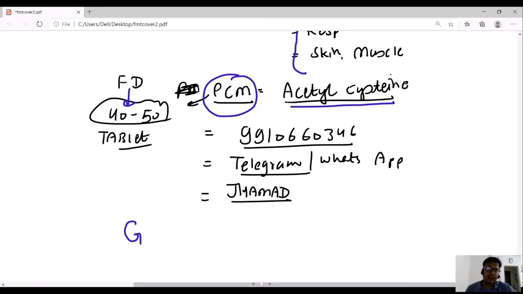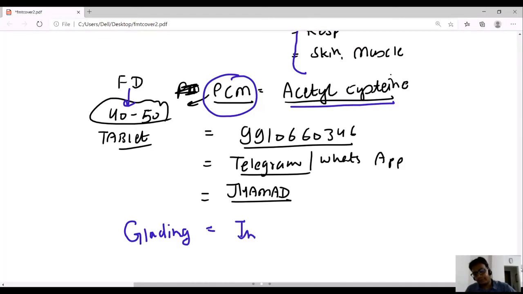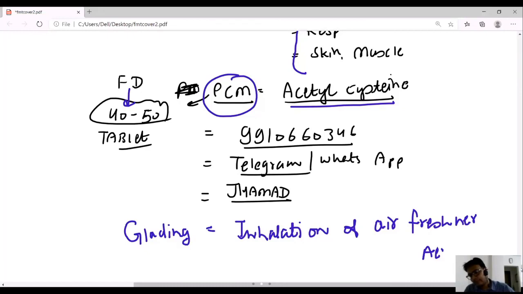So another method of inhalation I told you is gladding. What is gladding? Inhalation of air freshener aerosol. In this, sir, we inhale air freshener aerosol directly, like spray inhalation. Directly inhaling air freshener aerosol is known as gladding.